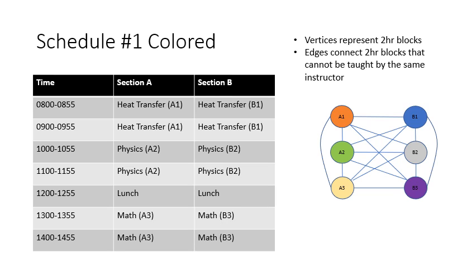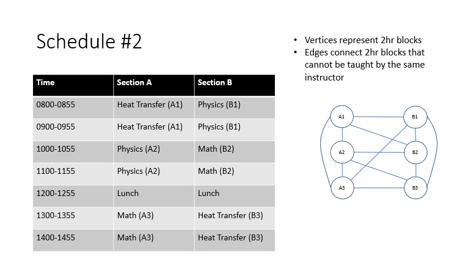Since the graph is fully connected, the only possible coloring is to have each vertex with a distinct color. This means that 6 instructors would be required to teach these 2 sections with this schedule.